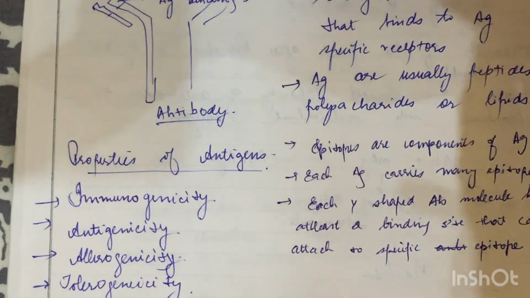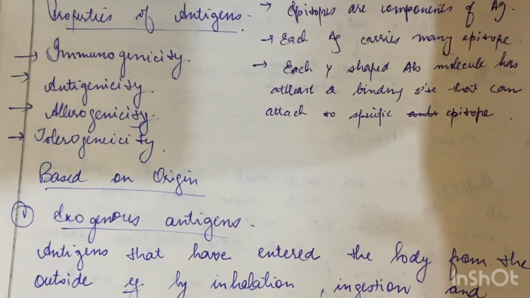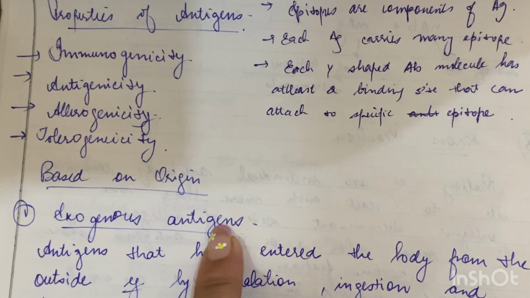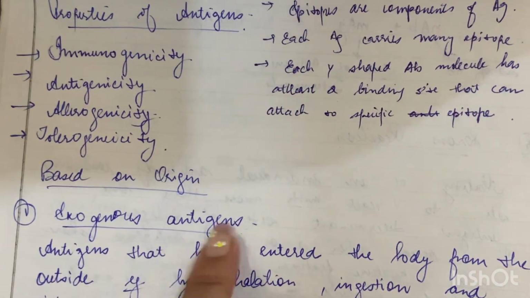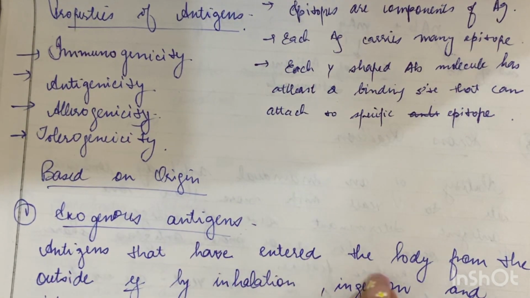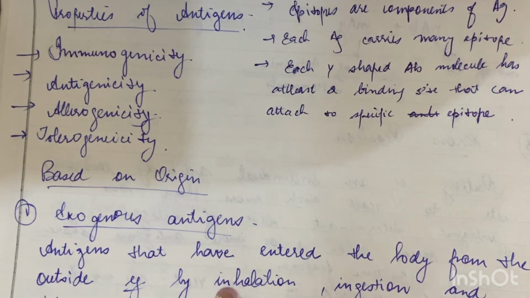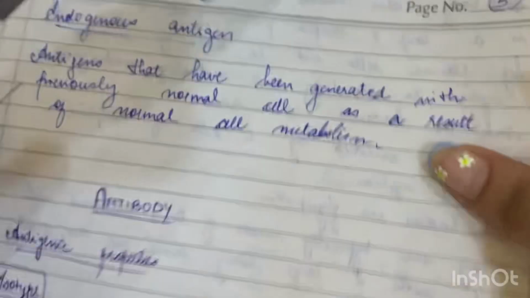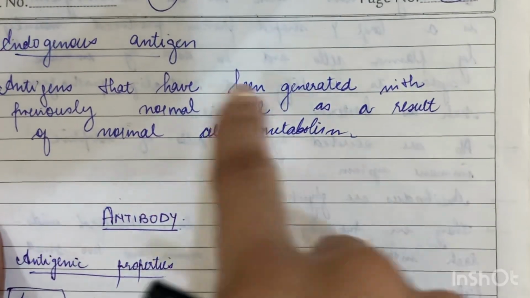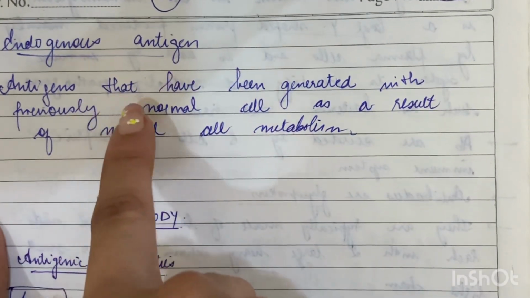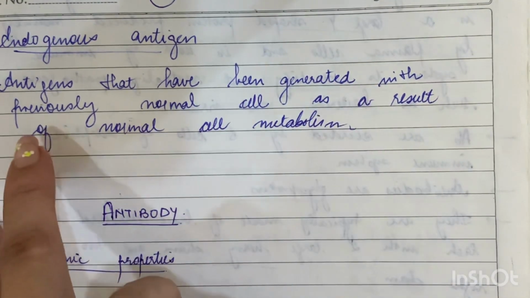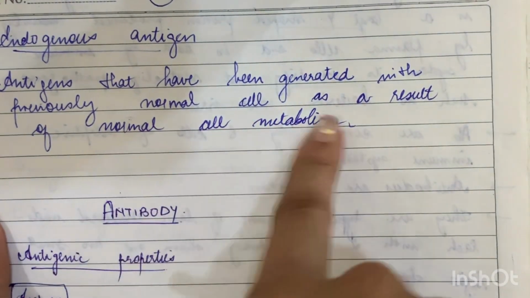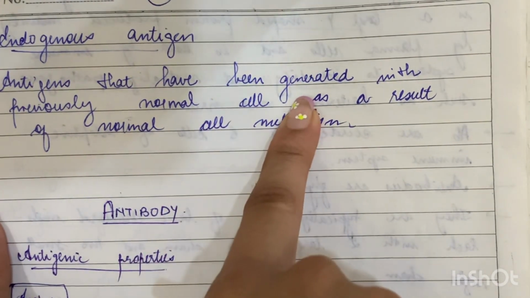Now they are of various types based on their origins. The very first one is exogenous antigens and the other is endogenous. Exogenous antigen means that the antigens have entered the body from outside, like by inhaling, ingestion, and injection. Now the next type is endogenous. That means the antigens that have been generated within previously normal cells as a result of normal cell metabolism. So this was all about antigens.